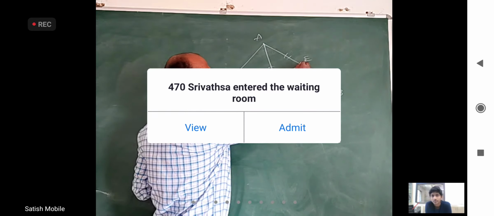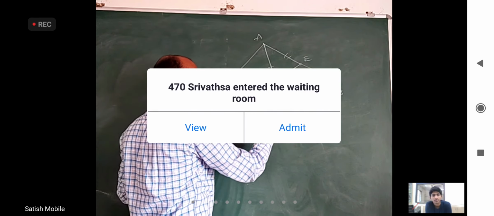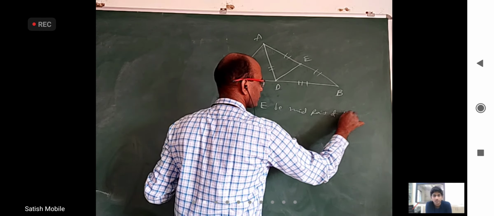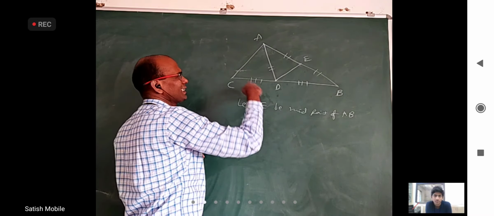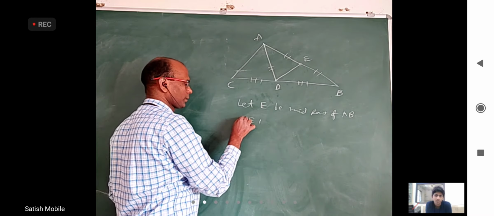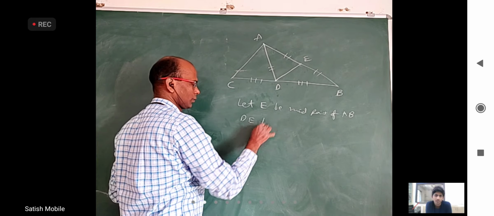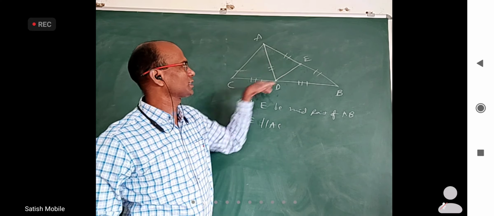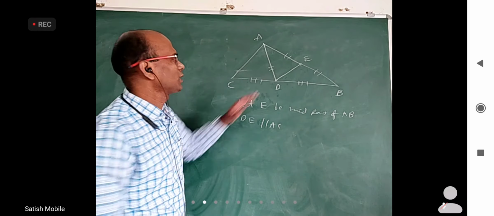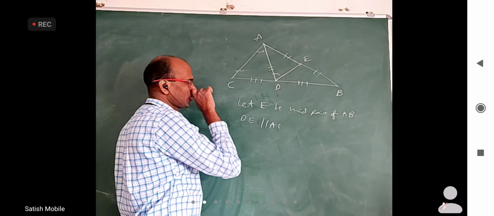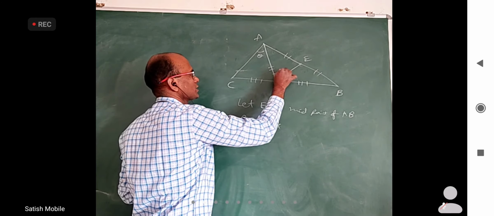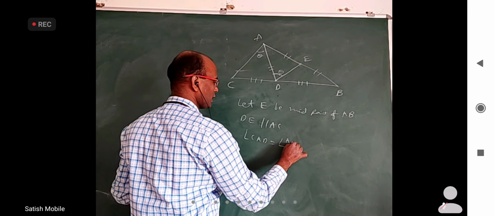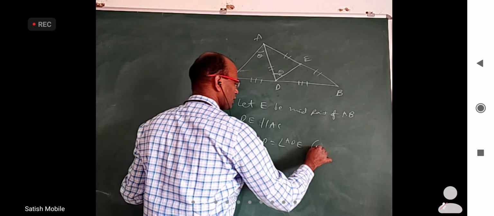I took the midpoint of this. Let E be the midpoint of AB. Now, can I say DE is parallel to AC? Yes, because D is the midpoint of this side, E is the midpoint of this side, so this and this are parallel. If these two are parallel, this angle is equal to this angle, alternate interior angles. This is theta and this is theta. That is, angle CAD is equal to angle ADE. Okay, alternate interior angles.